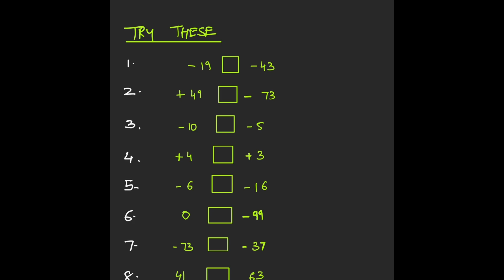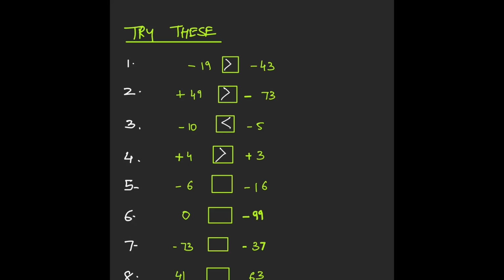Okay, let's start. When both are negative, I'm starting with this one, by the way. Both are negative, so this is the greater one. 19 is greater than 43. Positive and negative, no brainer. The positive is always greater than the negative. If both are negative, the smaller number is the greater one.